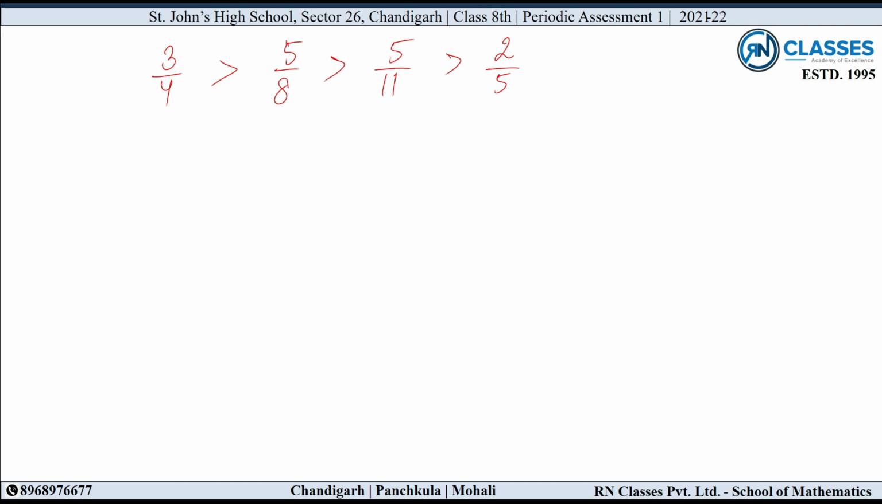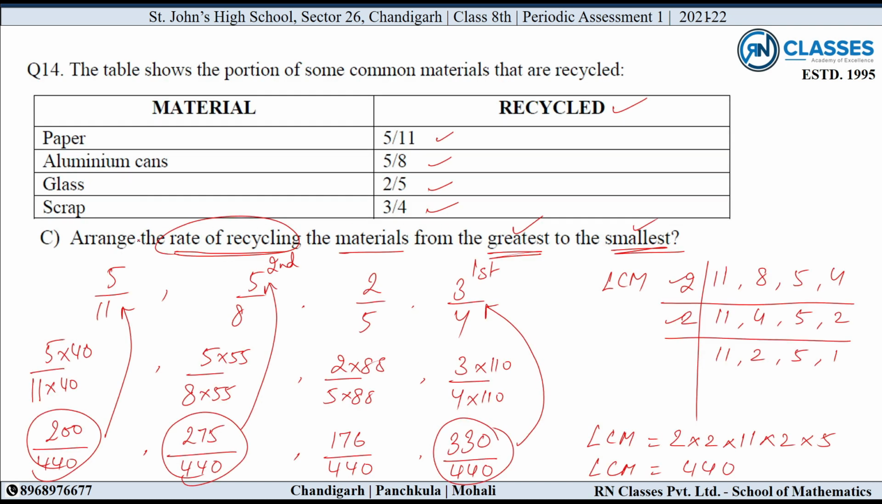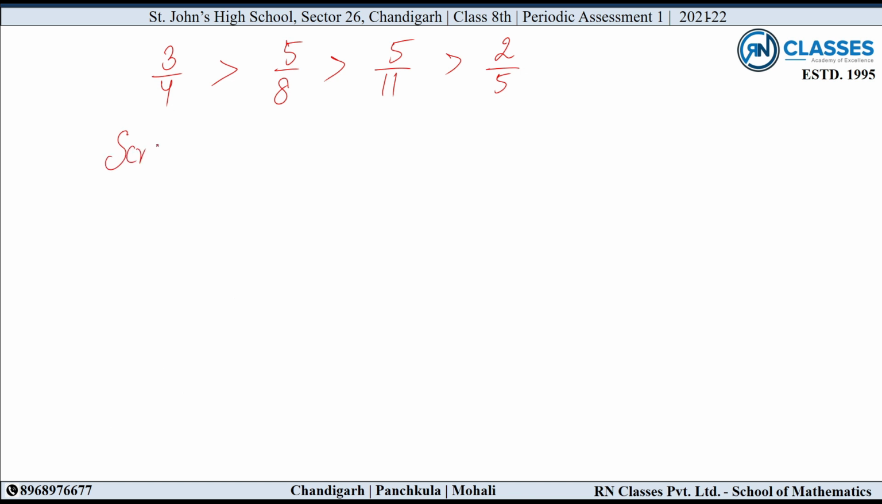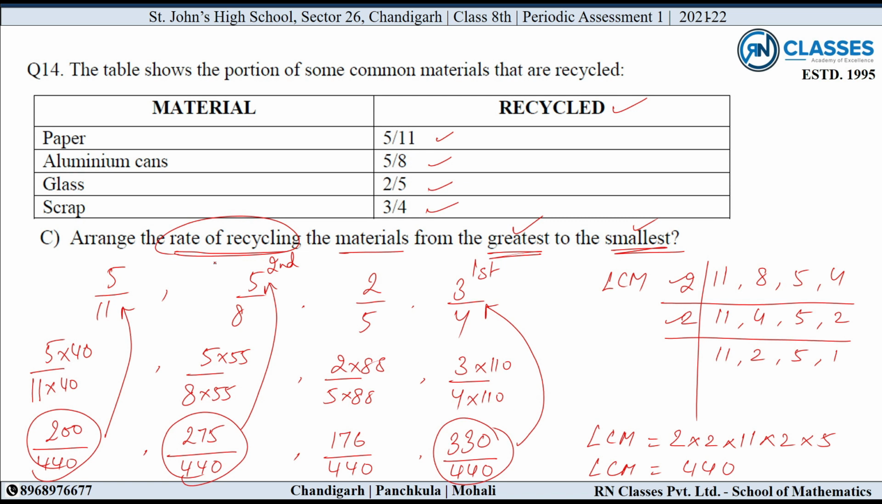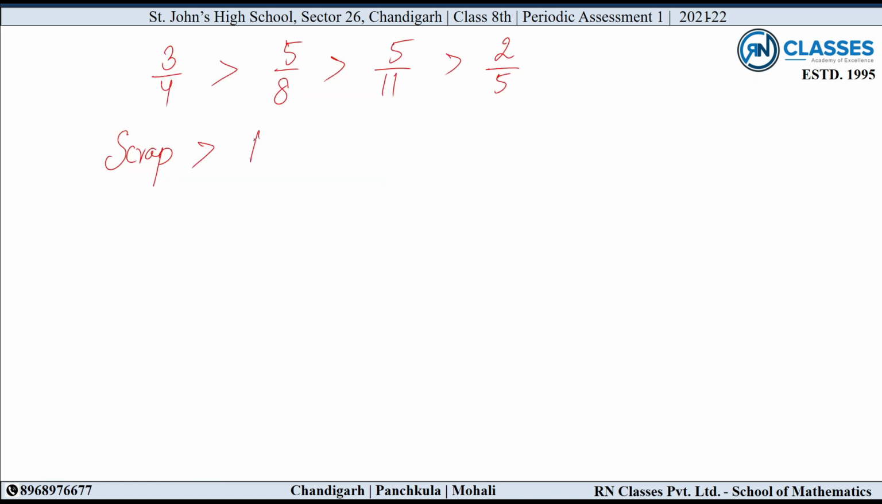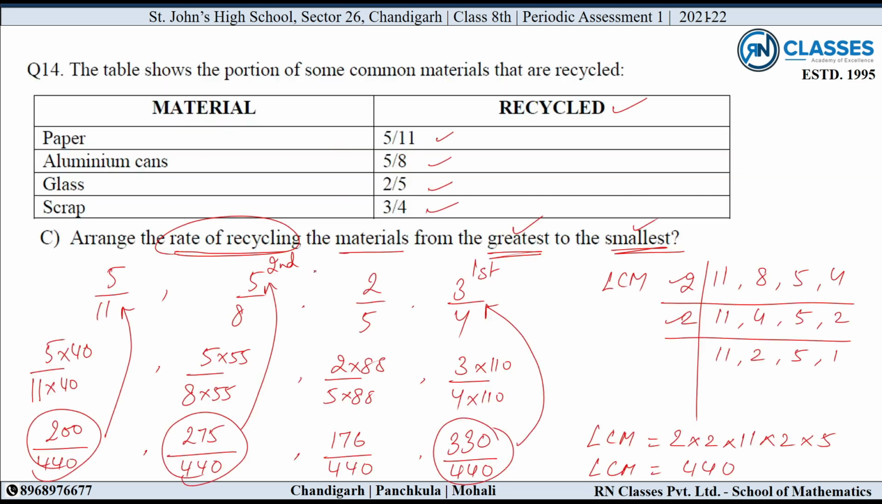3 by 4 is given by scrap. Okay, then it is aluminium, right? Aluminium cans. Then it would be 5 by 11 would be paper, and then glass.